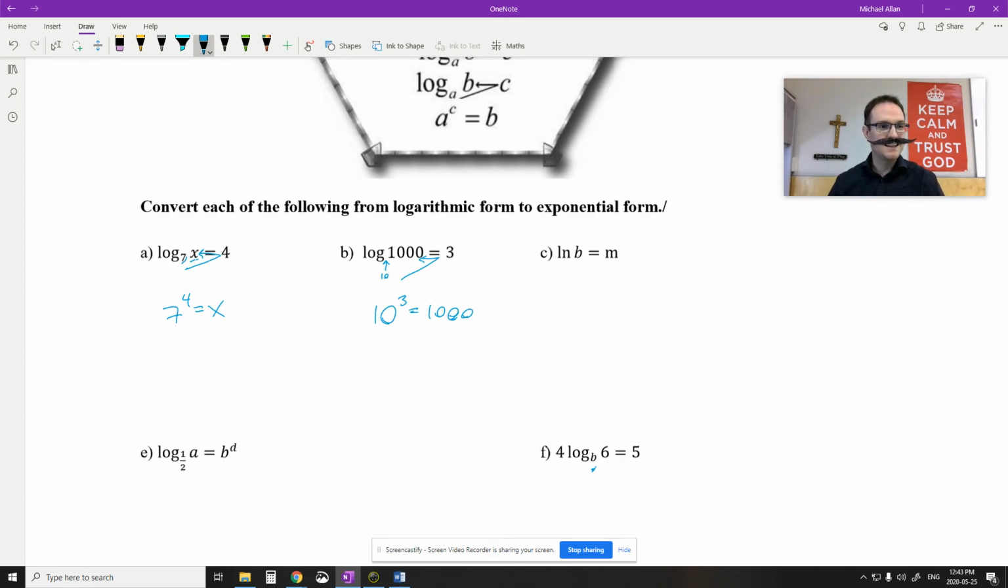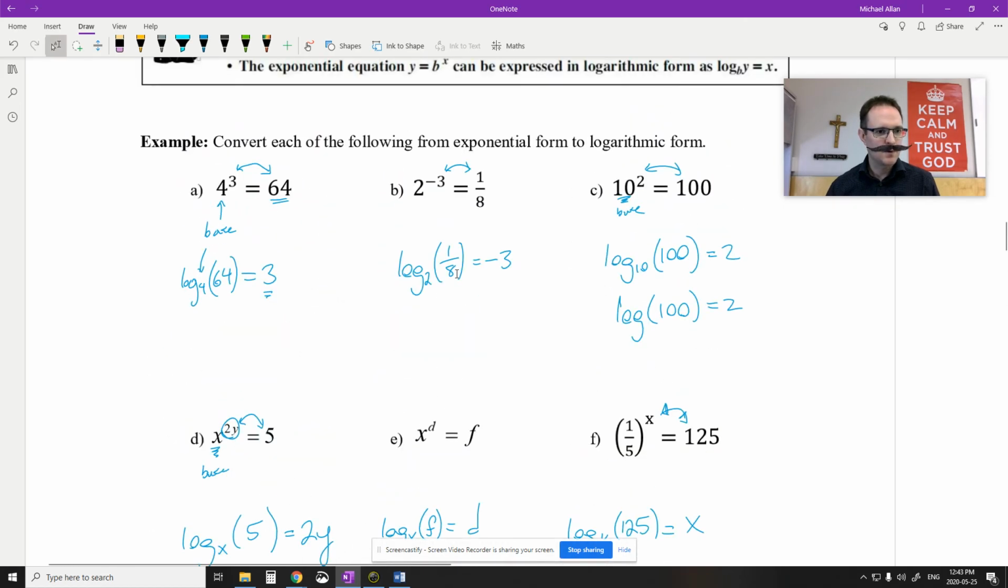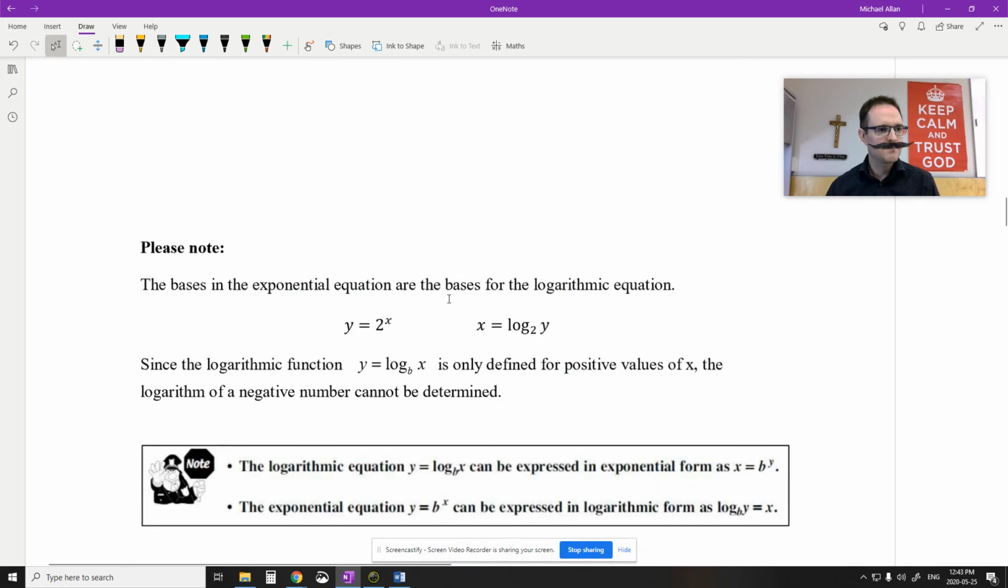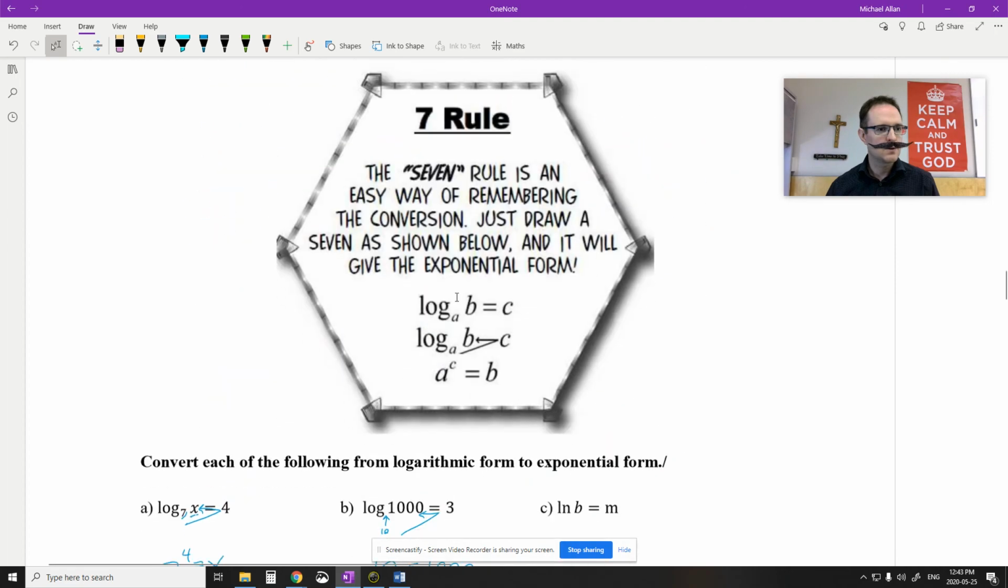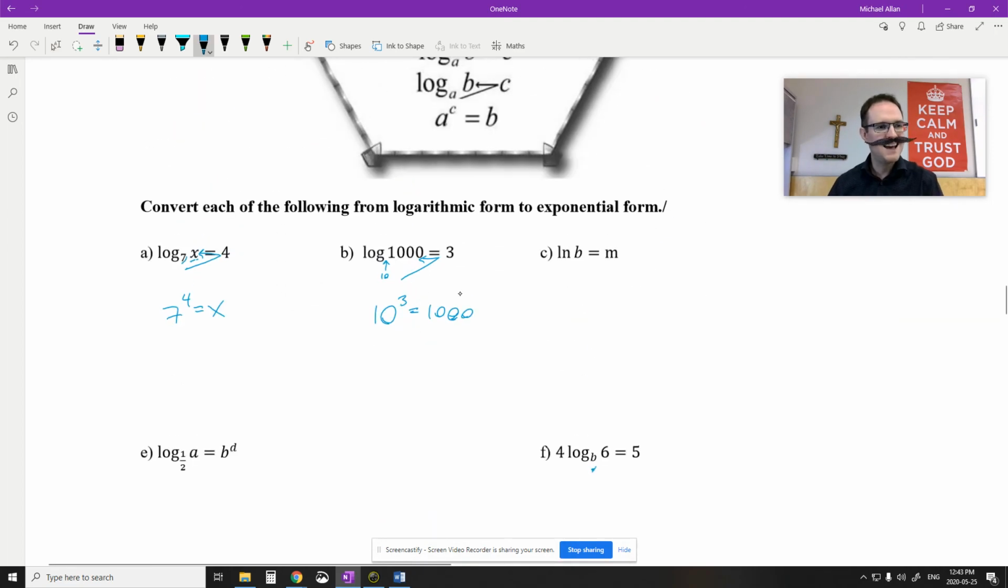Now, an ln, I didn't talk about this one before. I don't have it up here. I probably should put that note a little bit earlier in my notes here. But an ln is a natural log, right? So this is the same as saying log base e of b is equal to m. So I'm going to draw my little 7 based on this e. So it's going to be e to the m is equal to b.